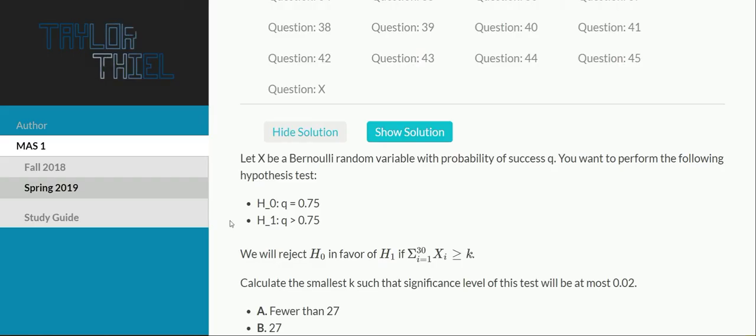Hello and welcome to today's video where we're going to be figuring out how to determine a rejection region based off of a predetermined alpha. Let's get started.